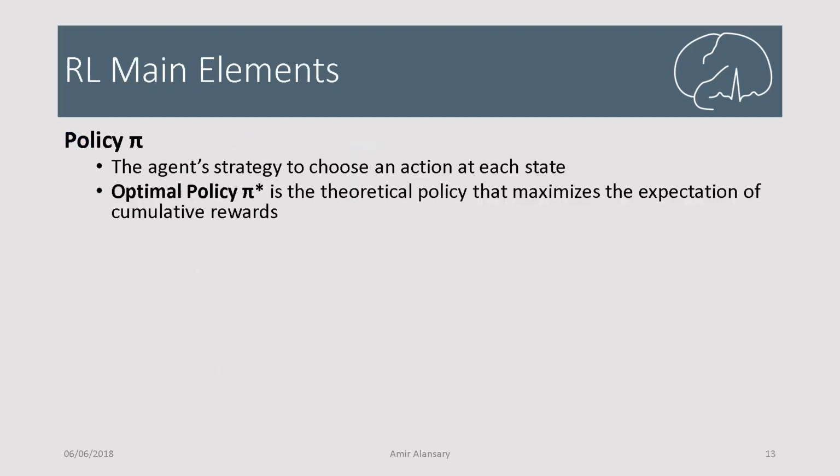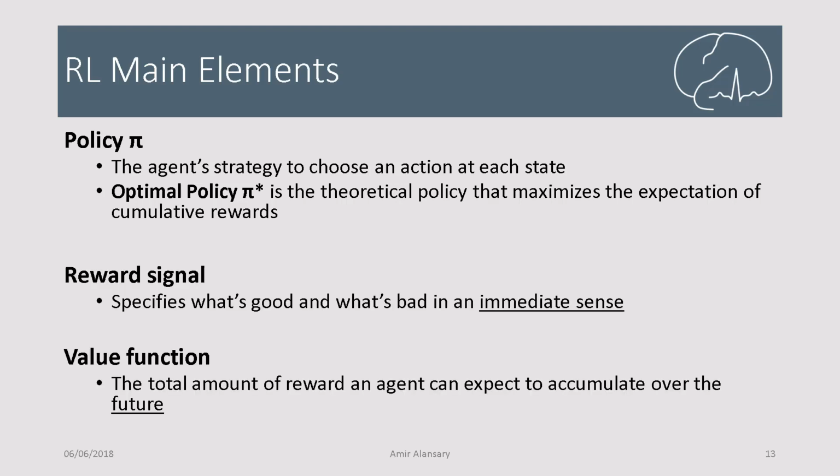So quickly, the main elements. The most important thing is the policy, which is the strategy that the agent uses to choose an action. This is what we try to optimize in the algorithm you're designing to solve the problem. And the solution is the optimal policy, which achieves the highest accumulated rewards.